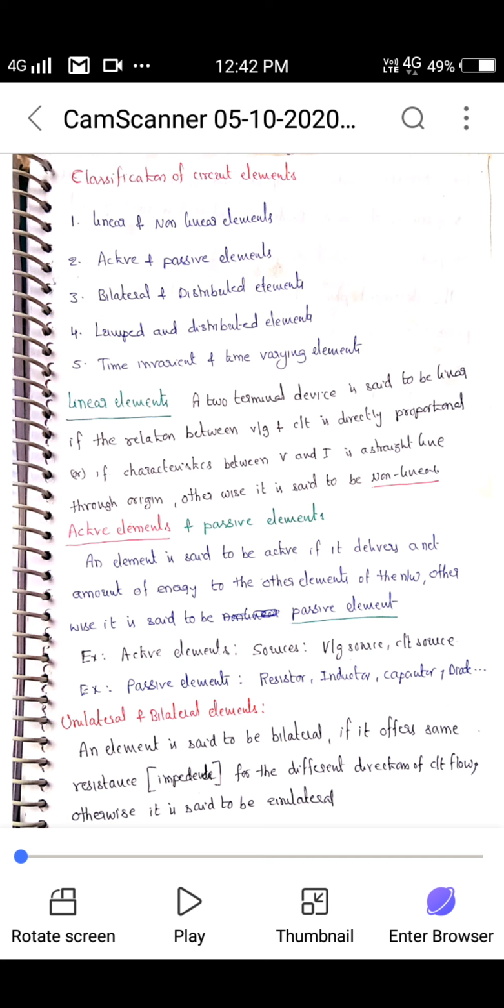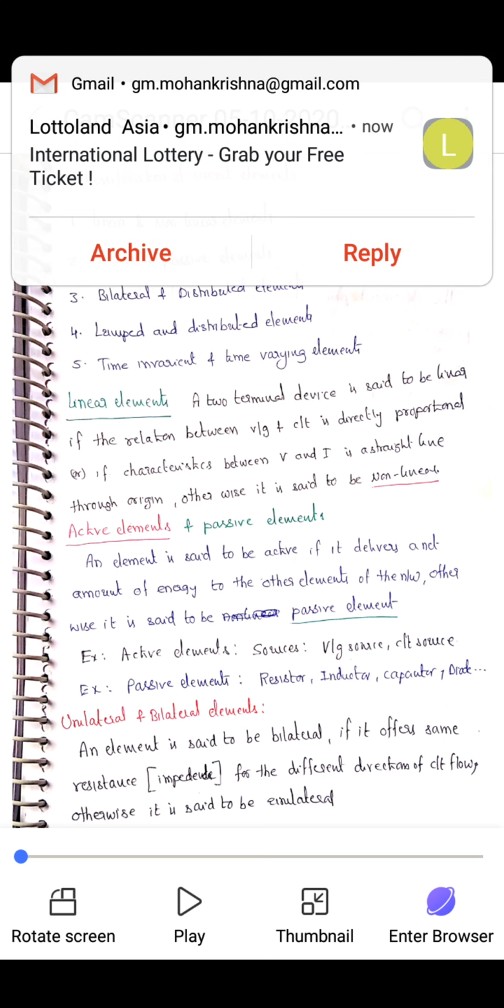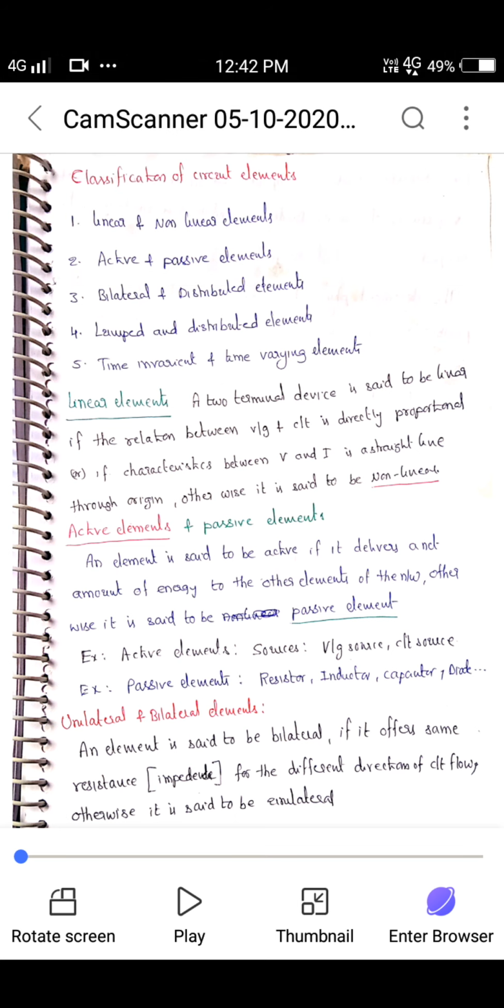Now come to active and passive elements. Active elements are the elements which deliver energy to the other elements of the circuit. All sources, voltage sources and current sources, are examples for active elements. Passive elements are the elements which take energy or power from other elements of a network. Examples: resistor, inductor, capacitor. Under steady state condition, inductors and capacitors are called passive elements.